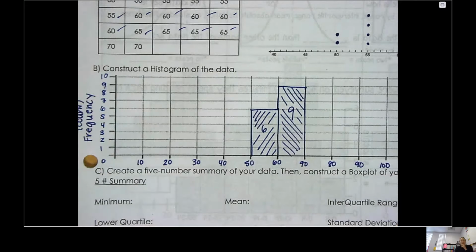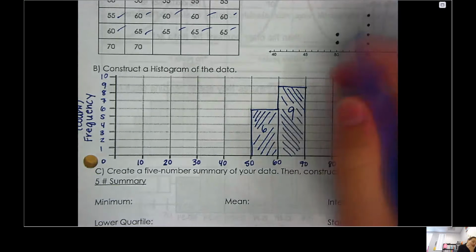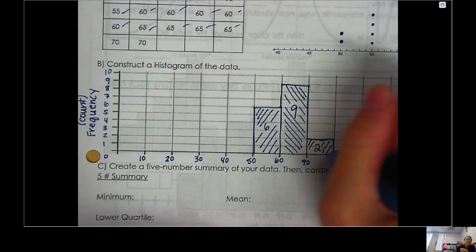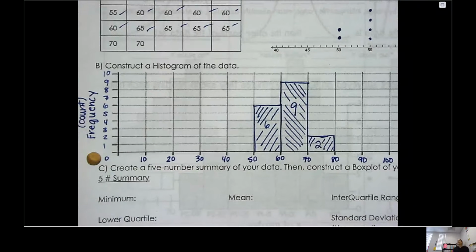And then how many numbers did we have that start with the 7 in the 70 range? 2. So it'll go up to 2 and do the same thing. So you have now drawn a histogram. You've now constructed a histogram. So we've just used the same data. We've created a dot plot and we've created a histogram.